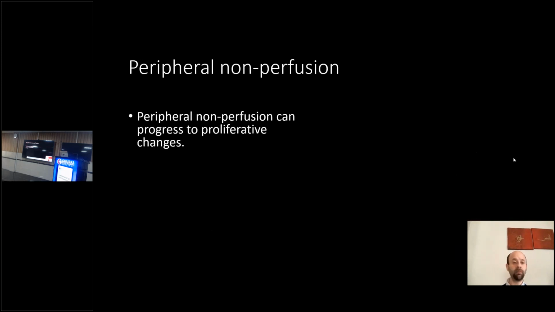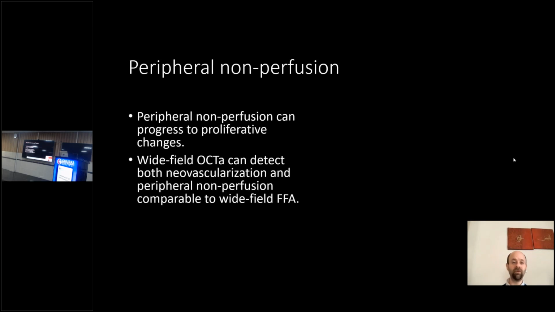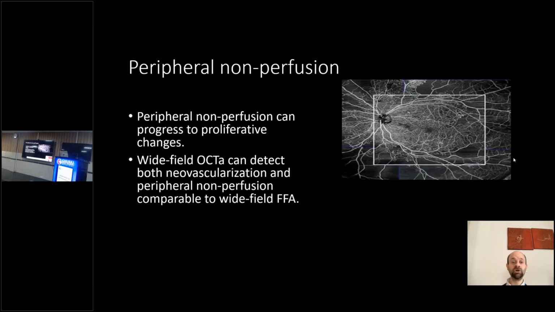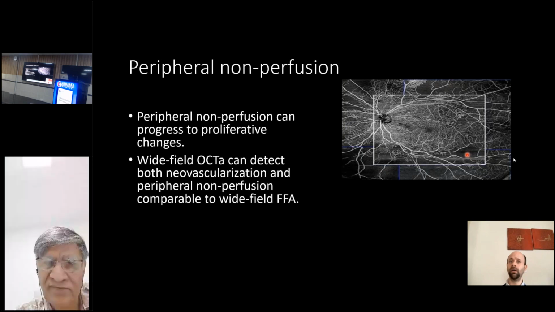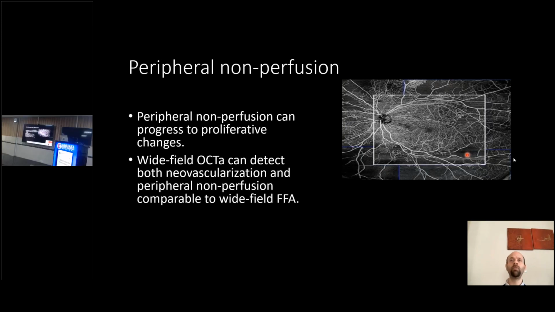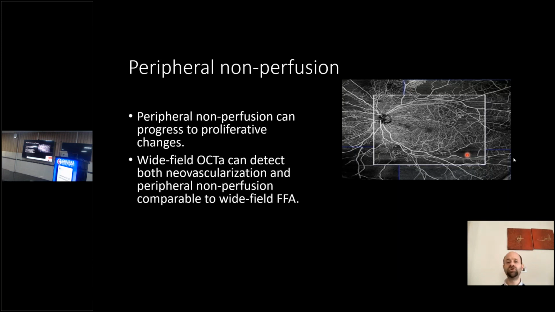The peripheral non-perfusion is very well studied in OCT angiography. However, OCT angiography can show us both the neovascularization and the areas of non-perfusion, but because most OCT angiography machines lack panoramic photograph ability and have a narrow field, we usually need to stitch those images together in order to generate those wide field images, except for some new swept source machines that have the ability to do wide field imaging.